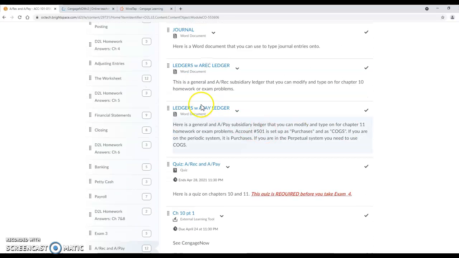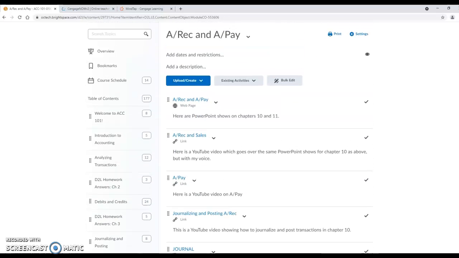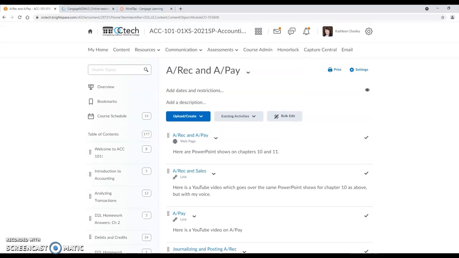I have given you ledgers with accounts payable here or accounts receivable there that you can use and then just modify. You can copy and paste extra ledgers that you need to make it complete. Change the account names, change the account numbers as you need to. This one that I have posted down here, Ledgers for Chapter 11, Part 2, has everything that you need in it as far as names and account numbers.